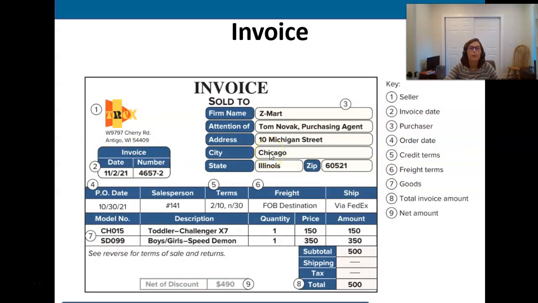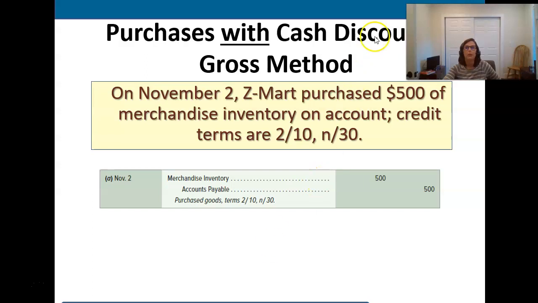And here is an example of an invoice where you would see those terms here on number 5, which is the credit terms 2/10 net 30. I won't go over the rest of this because I think it's pretty self-explanatory, but here's our inventory for $500. And when we pay that in the 10 days, we're going to only end up paying $490. So right off the bat, we've added potentially to our profit by paying this bill a little early.